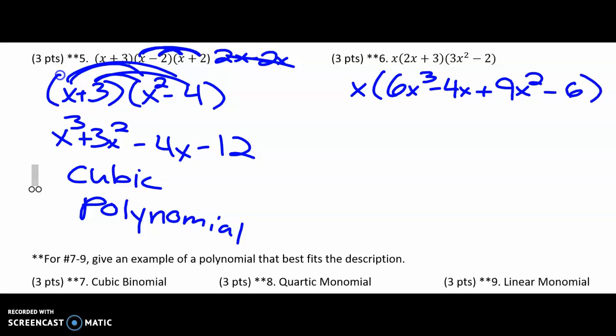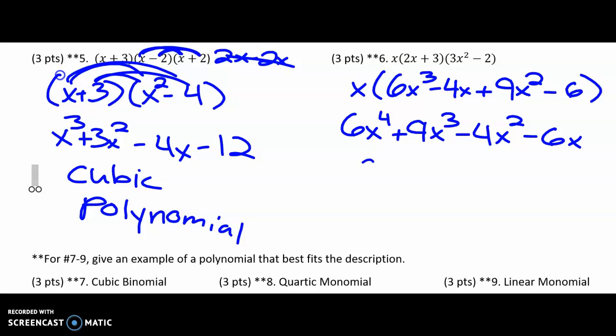Okay, I have to distribute my x into all 4 terms. So I have 6x to the 4th, 9x to the 3rd, 4x squared, and negative 6x, okay? Classify again, it's the fourth power, so it's quartic, okay? And there are 4 terms, so it's a polynomial.